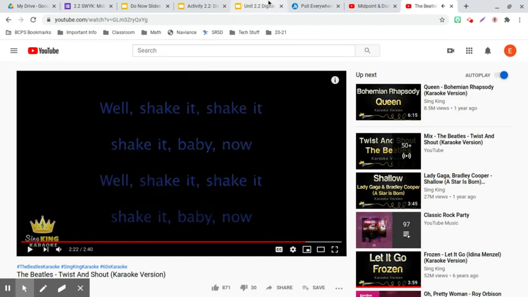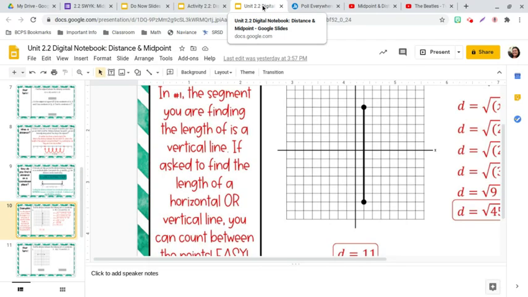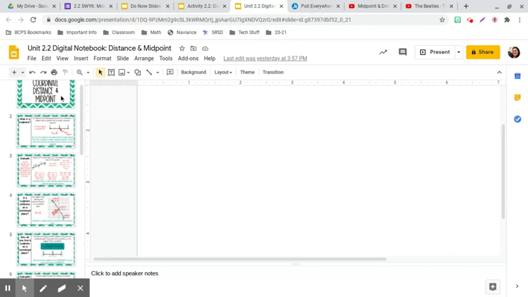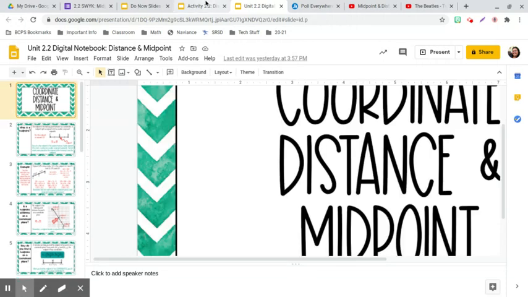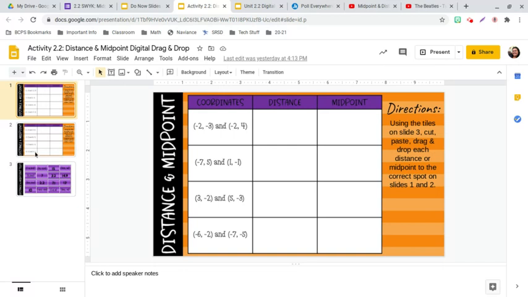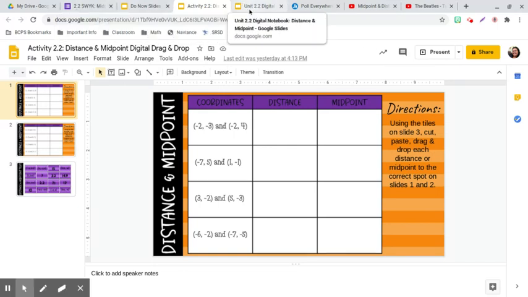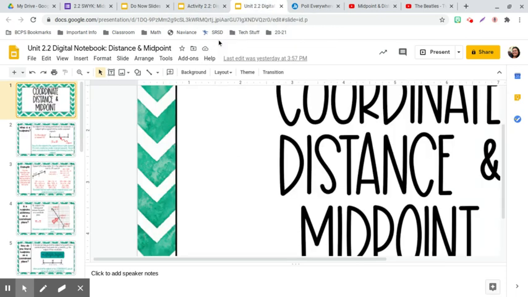All right, welcome back. So you should have your Unit 2.2 digital notebook open. You should have your Activity 2.2 open as well. Go ahead and get those two things open. We're going to start with the notes, and then we're going to roll into our activity.